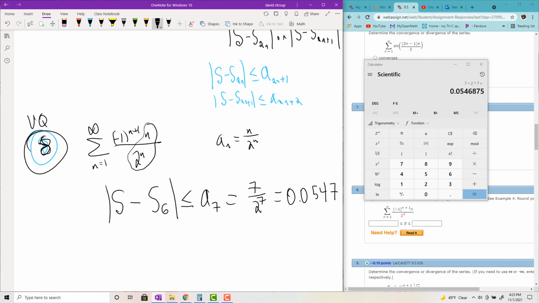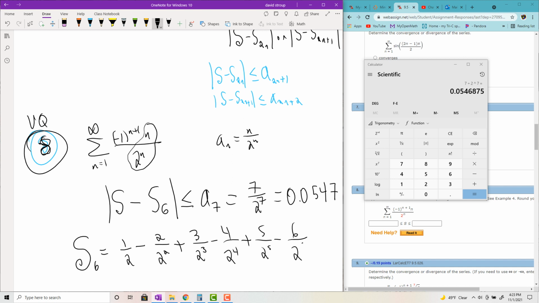I don't know what s is, but I can figure out what s sub 6 is. S sub 6 is going to be plugging in 1. I'll get (-1) squared times 1 over 2 to the 1, then minus 2 all over 2 squared, then plus 3 all over 2 cubed, minus 4 all over 2 to the 4th, plus 5 all over 2 to the 5th, minus 6 all over 2 to the 6th, right? And then I can get an approximation for that.